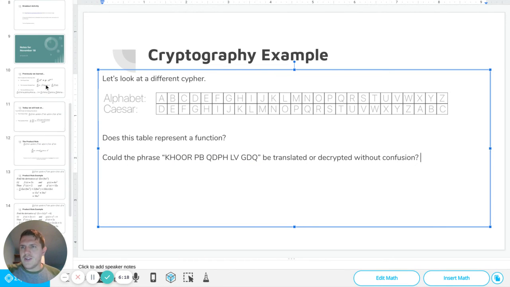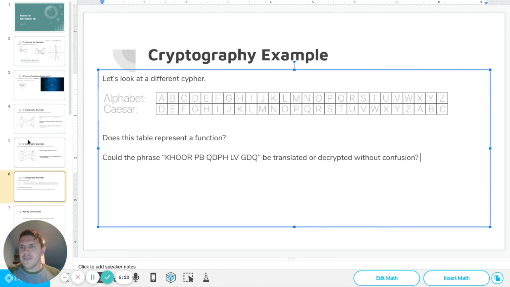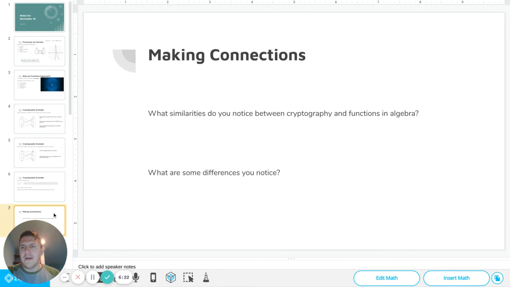Okay. So now here's what I want you guys to do. Think about this for a second, okay? What similarities do you notice between cryptography and functions in algebra? Obviously, we've only dealt with numbers, but now we're going to take a look at it in terms of how we can use it to jumble up words. What are some differences you notice? What can we do with numbers that we can't do with words, and vice versa? What can we do with words that we can't do with numbers?